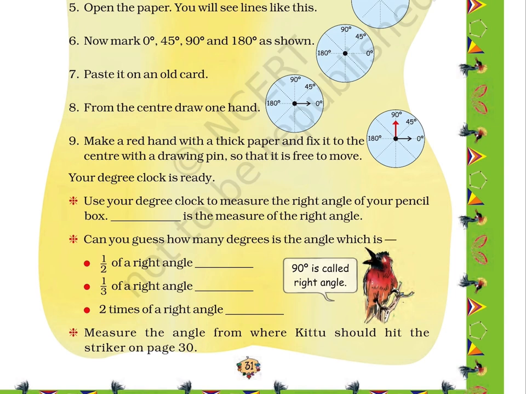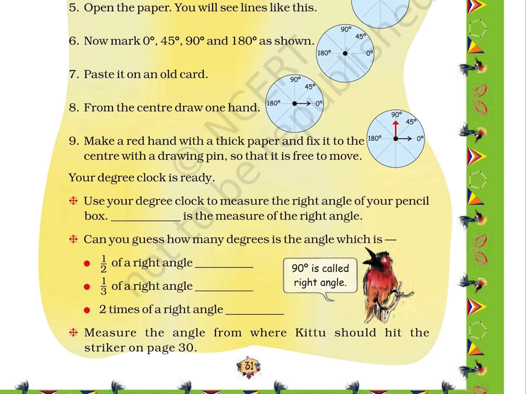7. Paste it on an old card. 8. From the center, draw one hand. We see one hand being drawn here from the center, pointing to 0 degrees. 9. Make a red hand with a thick paper and fix it to the center with a drawing pin so that it is free to move. The same has been done and shown in the picture. Your degree clock is ready.